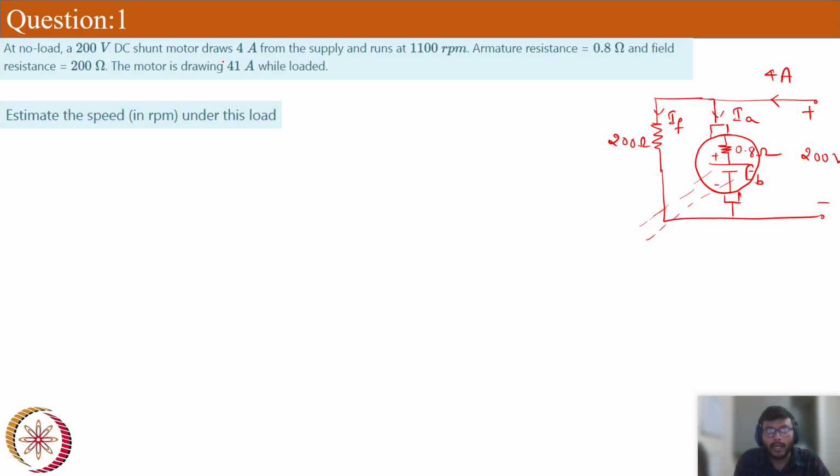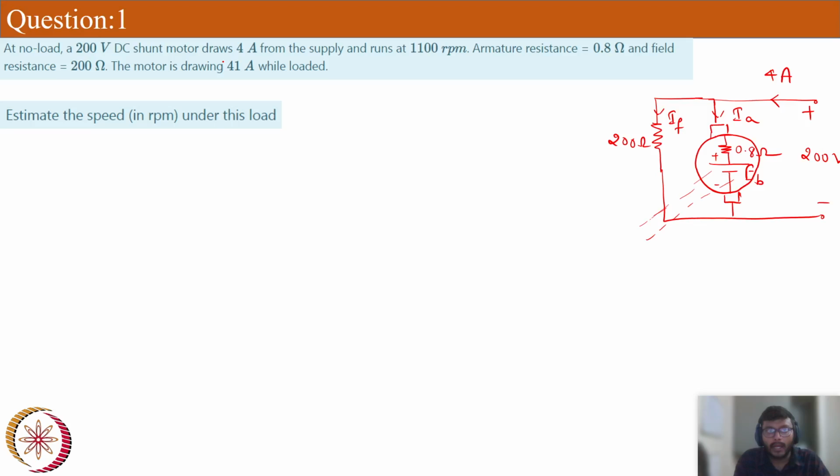Now you calculate back EMF for both cases, no load and full load, and then you can easily get the speed for the loaded condition. Let's proceed with the calculation. The first thing I will do is calculate the field current, for the no load condition and the loaded condition, because there are two conditions: 4 amps in no load and 41 amps in loaded. I don't want you to confuse them, so I made two different sections.